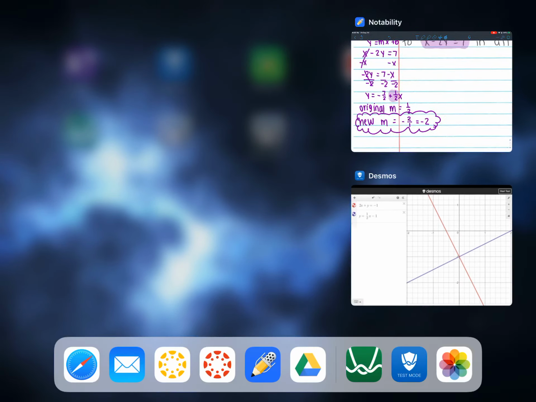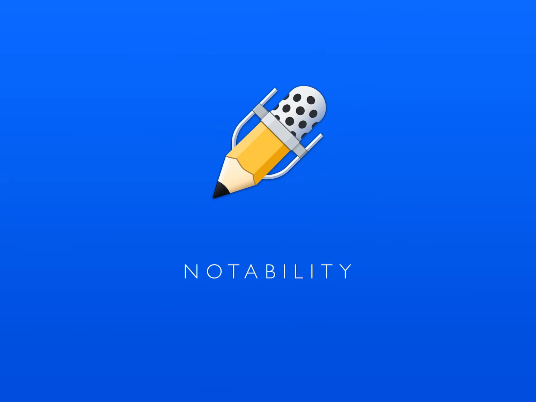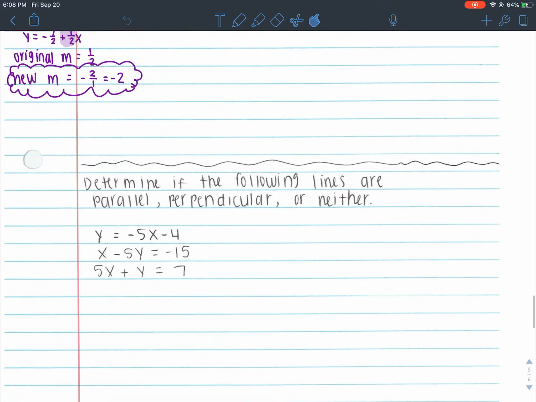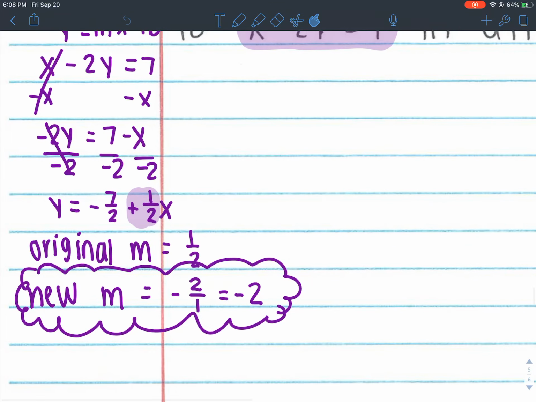Oh, my Notability crashed, so let me go ahead. It wasn't writing anymore, so I had to undo that.